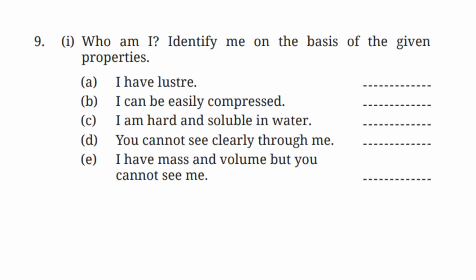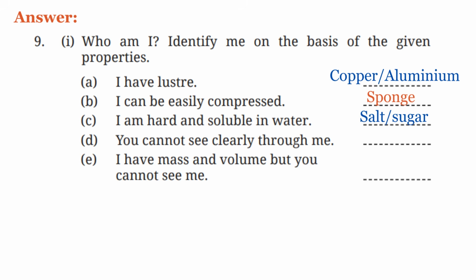Question number 9. Who am I? Identify me on the basis of the given properties. And the properties are: A. I have luster. It can be copper or aluminium or any metal. B. I can be easily compressed. So we know it can be sponge or rubber, which is easily compressed. Option C. I am hard and soluble in water. It can be salt or sugar.